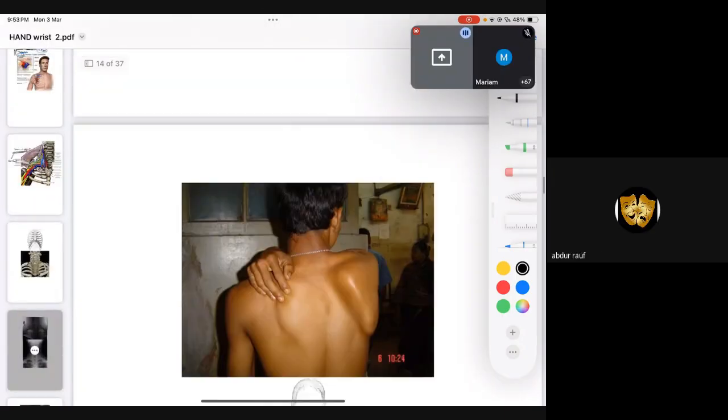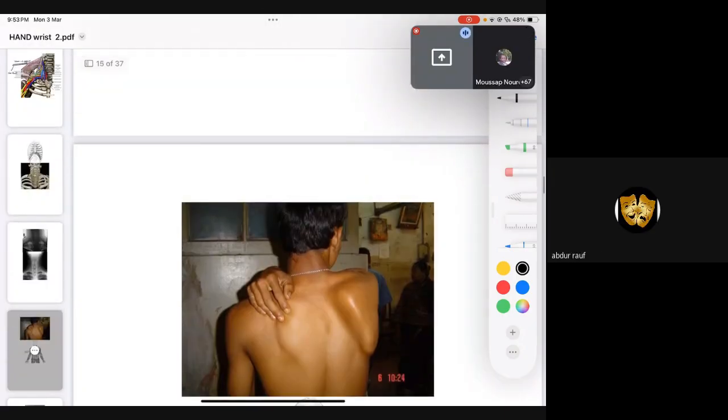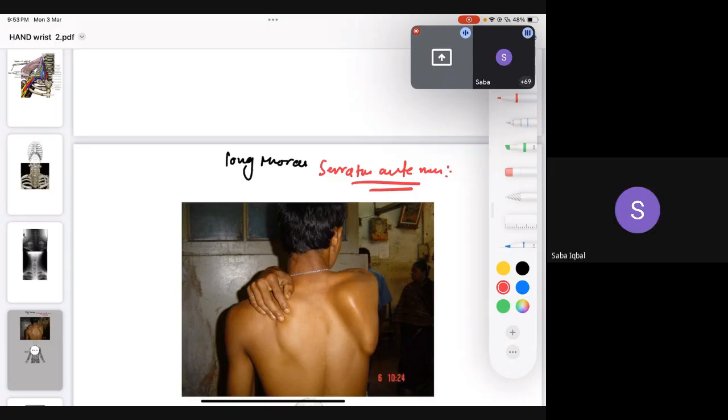So let's discuss our last nerve, that is the long thoracic nerve. We discussed that the long thoracic nerve comes from the root. We have seen that in the picture. What's the function of the long thoracic nerve? Yes, it innervates the serratus anterior muscle. What's the function of the serratus anterior muscle? Abduction above 90 degrees. Yes, that was also one of the functions.